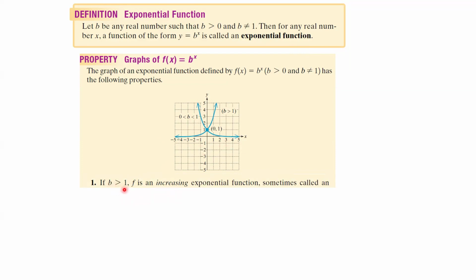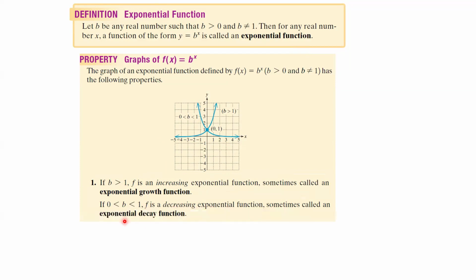When b is more than 1, as you can see, f is an increasing exponential function. Sometimes we call it exponential growth function. And when b is bounded between 0 and 1, like a half, a third, or any number in that sort, f is called decreasing exponential function, or sometimes we call it exponential decay.